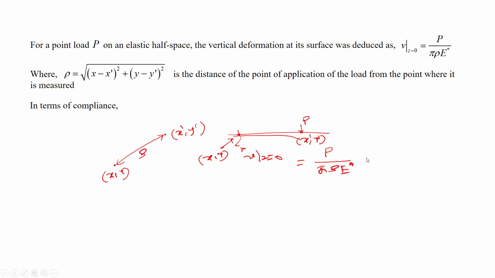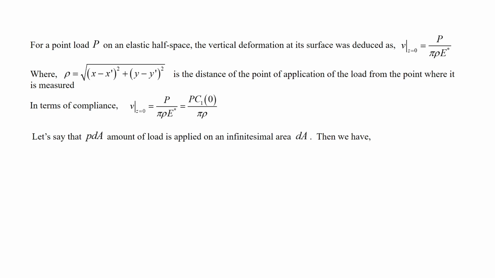We had derived it earlier. Now, we will use this expression. In terms of compliance, it will be written as, let us say, P by pi rho and C, or let us say C into P. Now, if it is instantaneous, and we are talking about body 1, we will write it as P C10 by pi rho.